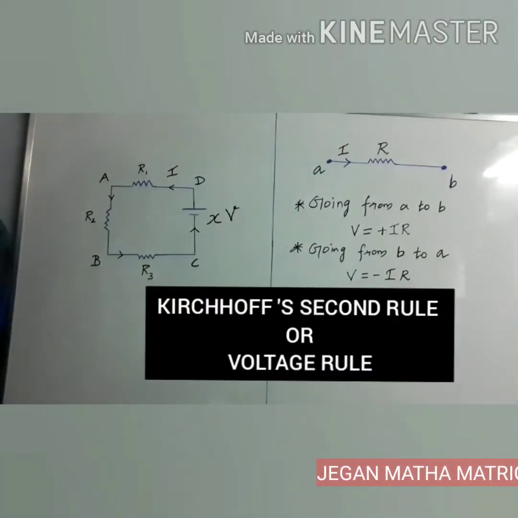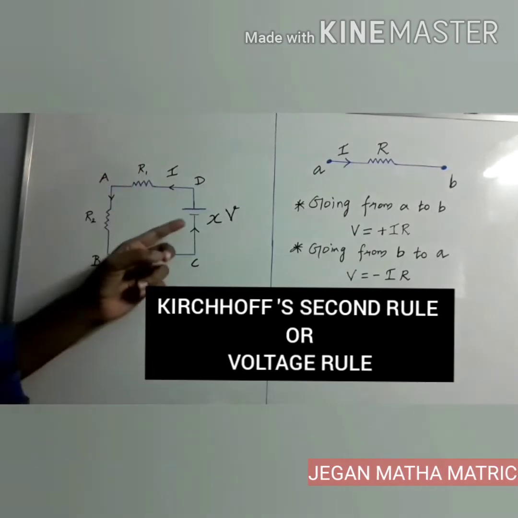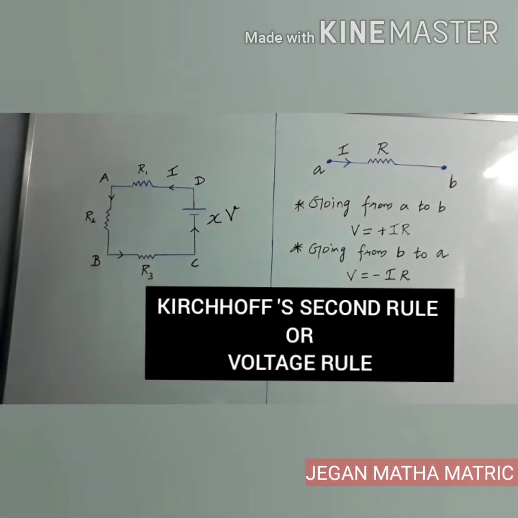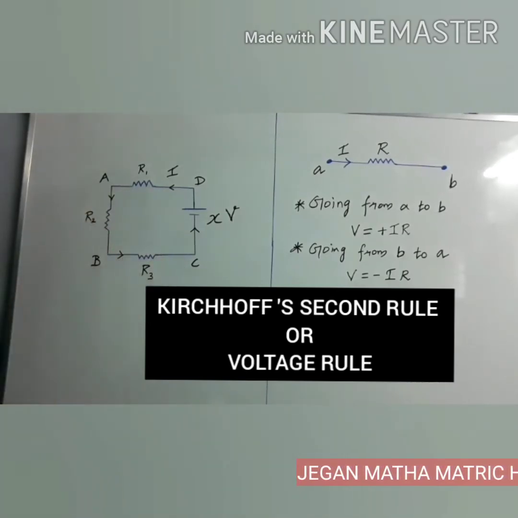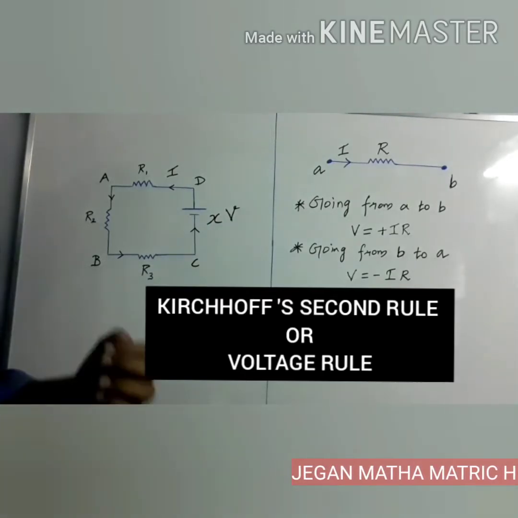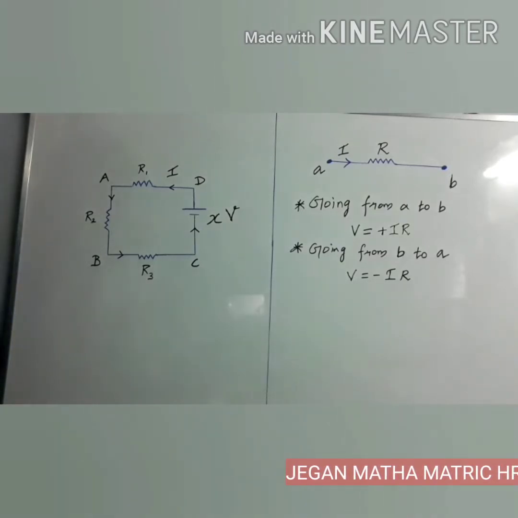Now let us discuss Kirchhoff's second rule, which is also known as the voltage rule or loop rule. It states that in a closed circuit, the algebraic sum of the products of the current and the resistance of each part of the circuit is equal to the total EMF included in the circuit. This rule follows from the law of conservation of energy for an isolated system.